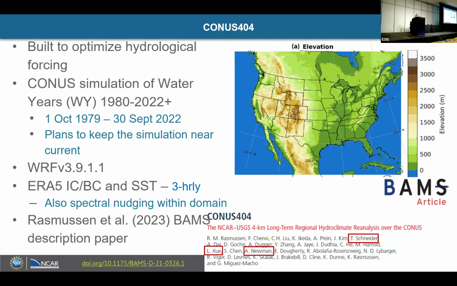Now, if you want to read more about this data set, read the paper led by Roy Rasmussen and Fei Chen at NCAR. I am not a co-author. You'll see here that Andy Newman is a co-author. So is Lulin Xu, who just prepared a major tutorial for the sponsor, USGS, about a month ago, and gave me all his slides, way too many slides. And Tim Schneider, also a very good colleague who manages the project, helped facilitate getting information.